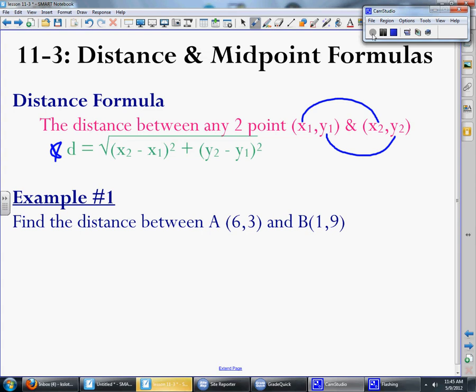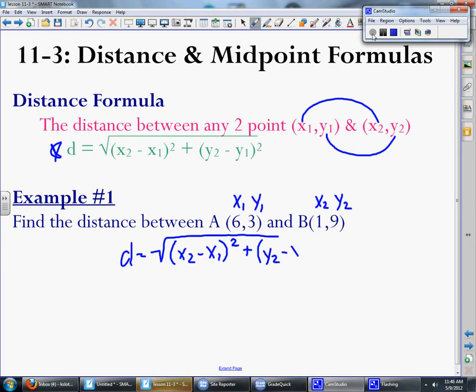Let's look at this example here. The first thing I like to do is label my points. So I'm going to call this x1, y1 because that's the first coordinate that I have in the problem, and I'm going to call this x2, y2 because it's the second coordinate that I have in the problem. So the distance formula is equal to the square root of x2 minus x1 squared plus y2 minus y1 squared.